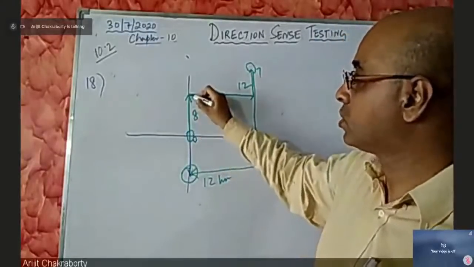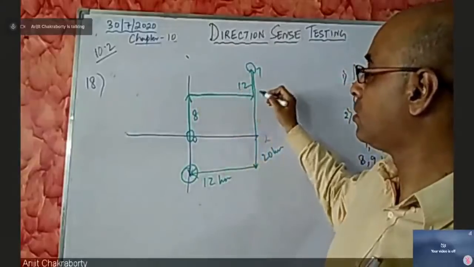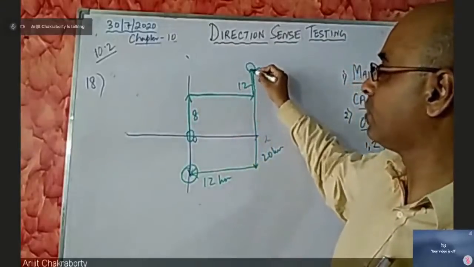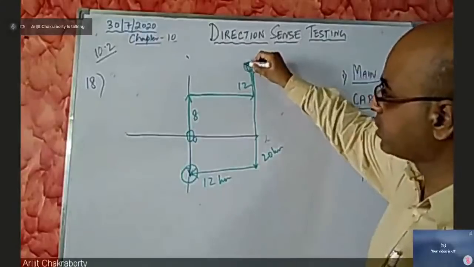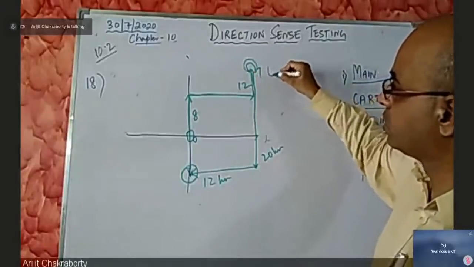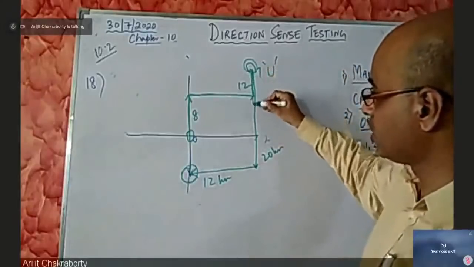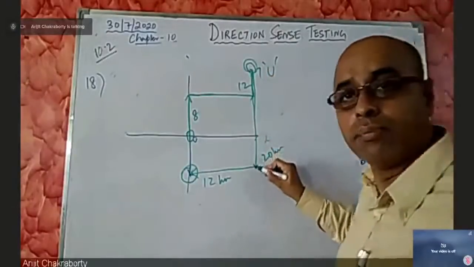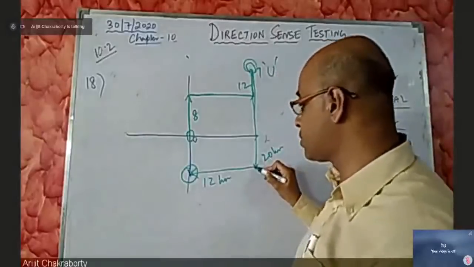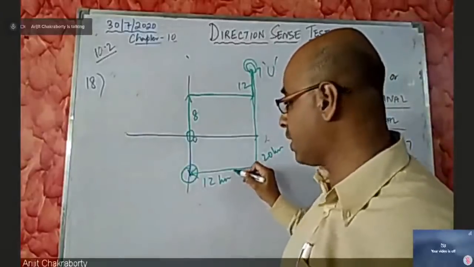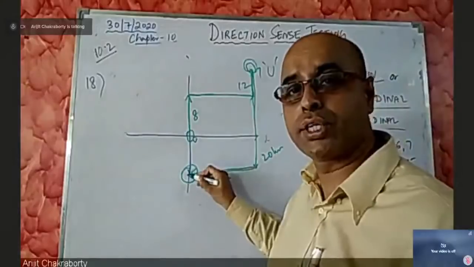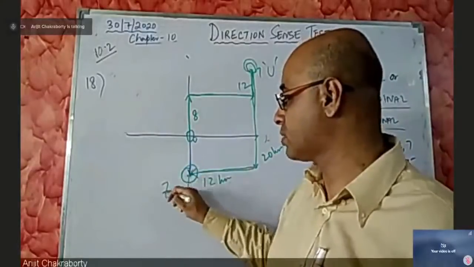Went up, took a right turn, came here, took a left turn, came here, took a 180 degree U-turn. So it is a U-turn, taking a U-turn here and then coming all the way down south by 20 kilometers. At this stage, taking a right turn, traveling for 12 kilometers and finishing here. Let's call the place Z.